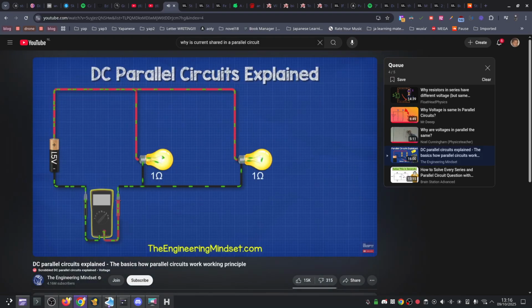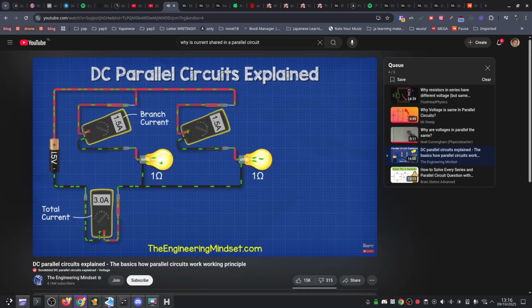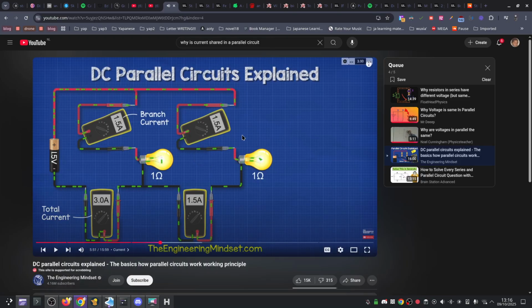If we then connect a second 1 ohm resistive lamp into the circuit in parallel, the multimeter reading the total current sees an increase to 3 amps. But if we measure the current through the lamps individually, we see the multimeter will read just 1.5 amps on each. In the wire between the two lamps, we also see a current of 1.5 amps.